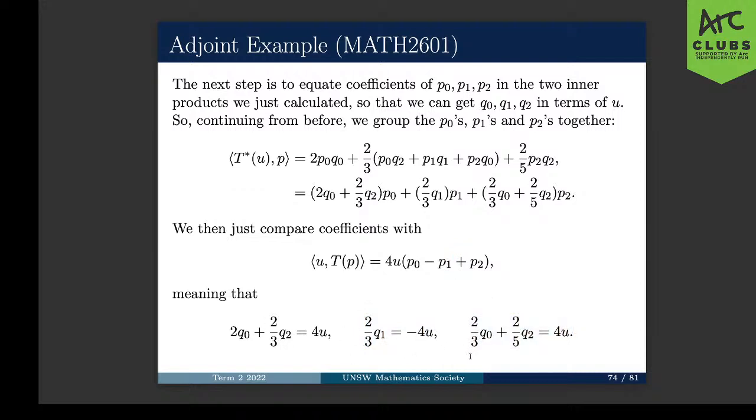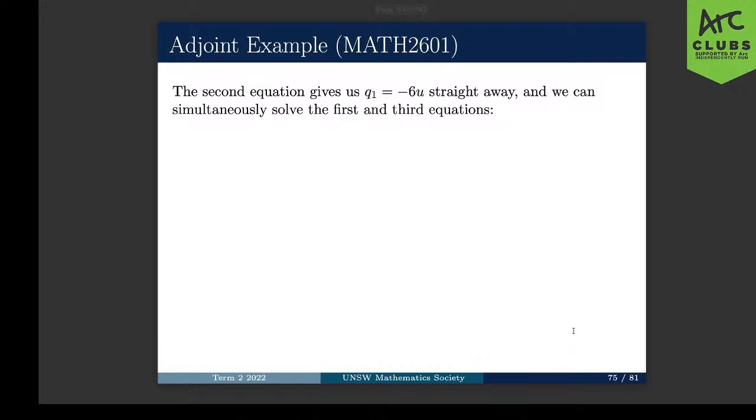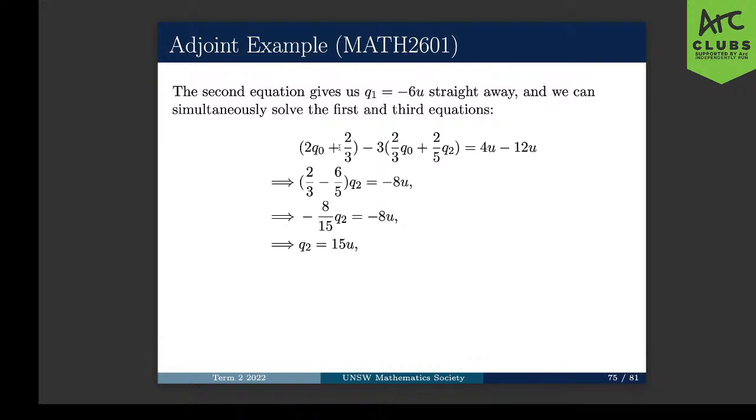Now, you can see here, Q1 only appears in this equation, and we can straight away get it. Q1 will just be minus 6U here. For the other two, we have two equations, two variables, so we just solve simultaneously. This is just the working out for that, and the point is that we eventually get Q2 is 15U and Q0 is minus 3U.